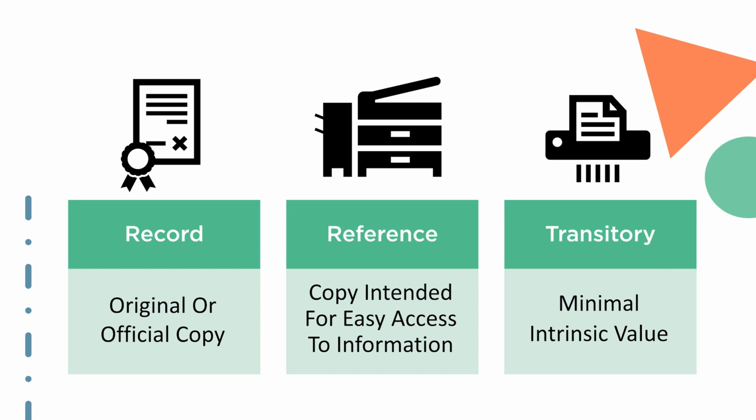Finally, transitory records are records that have little to no intrinsic or evidentiary value. They are typically destroyed immediately or only kept for a short period of time. Examples of transitory records include routing slips, transmittal sheets, catalogs, fax cover sheets, and drafts of other documents.